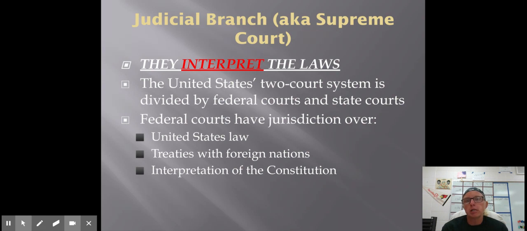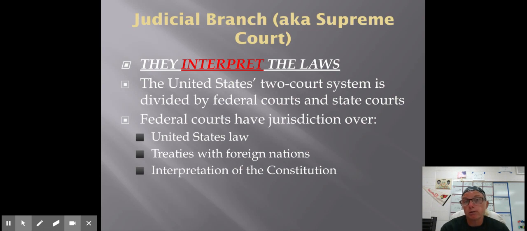We have federal and state courts because there are federal and state laws. If you bust someone's mailbox, that's a federal crime. If you cross state lines and rob from somebody, that's a federal crime. If you break the speed limit, that's a state crime. So you go to a state court. Most court cases that you go to would be at the state level.